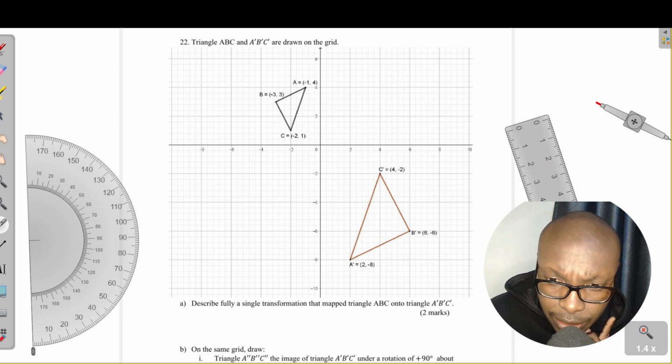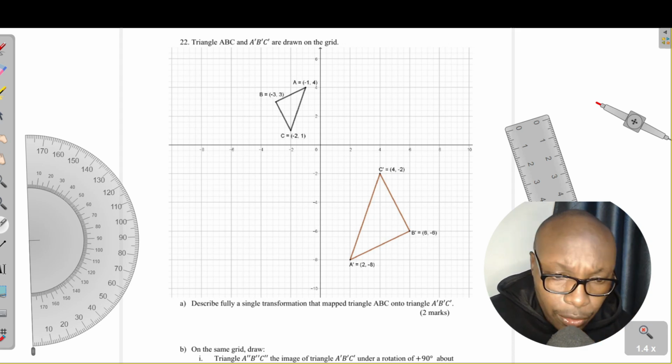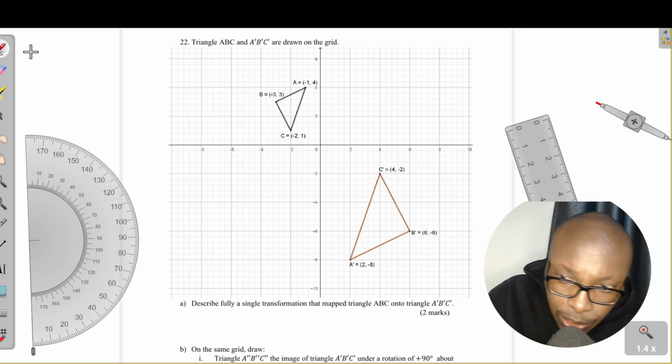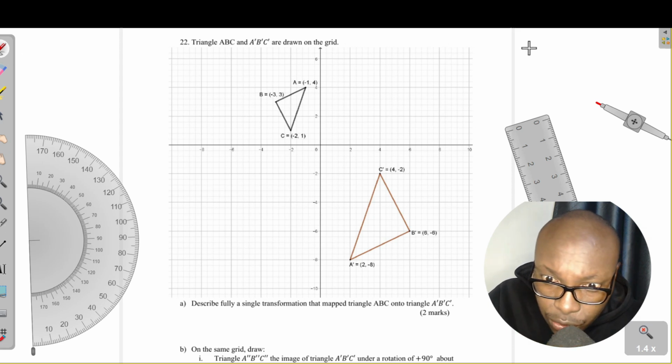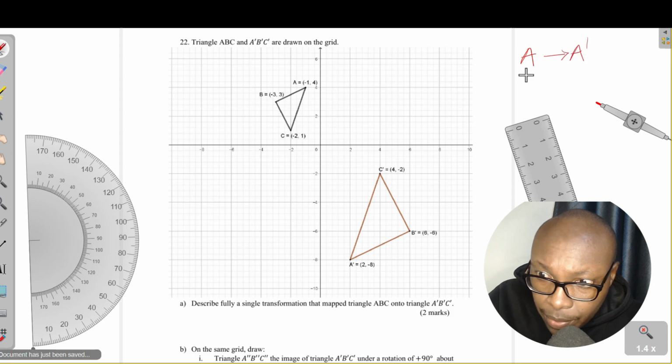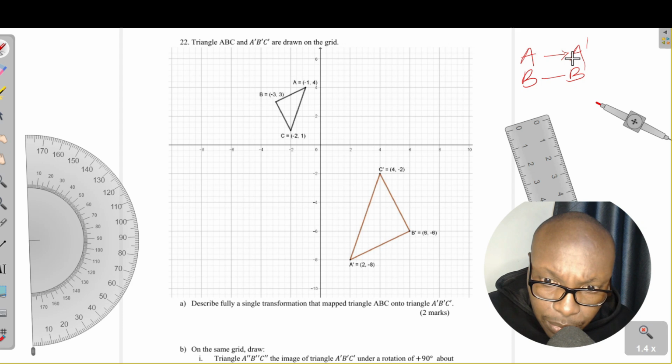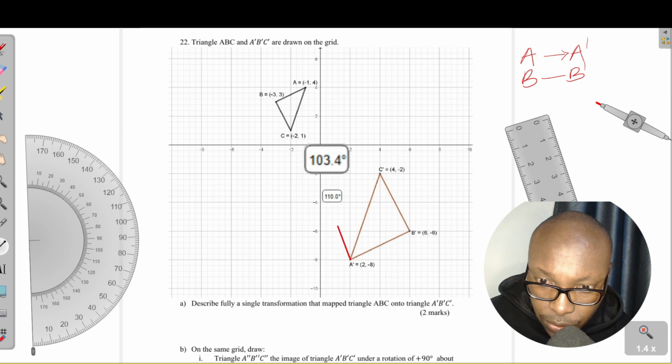So how do we get the center of enlargement? We begin with that. The first thing we're going to do is join. You can join point A to A prime, and then you can decide to join B to B prime. So let me start by joining A to A prime. So you have A there, and I join that one to A prime like that.